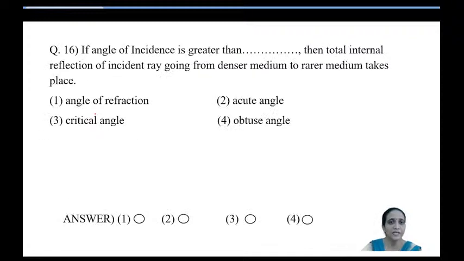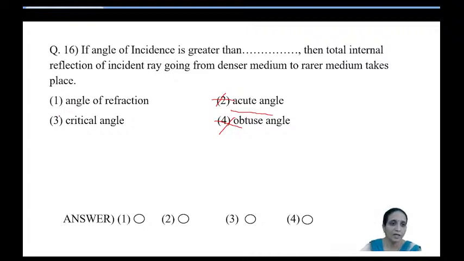If angle of incidence is greater than dash, then total internal reflection of incident ray going from denser medium to rarer medium takes place. Option 1 is angle of refraction. Option 2 is acute angle. Third option is critical angle, and the fourth option is obtuse angle. Over here you will see the second option and the fourth option gets eliminated because whilst revising the point we have not come across this acute angle and obtuse angle.